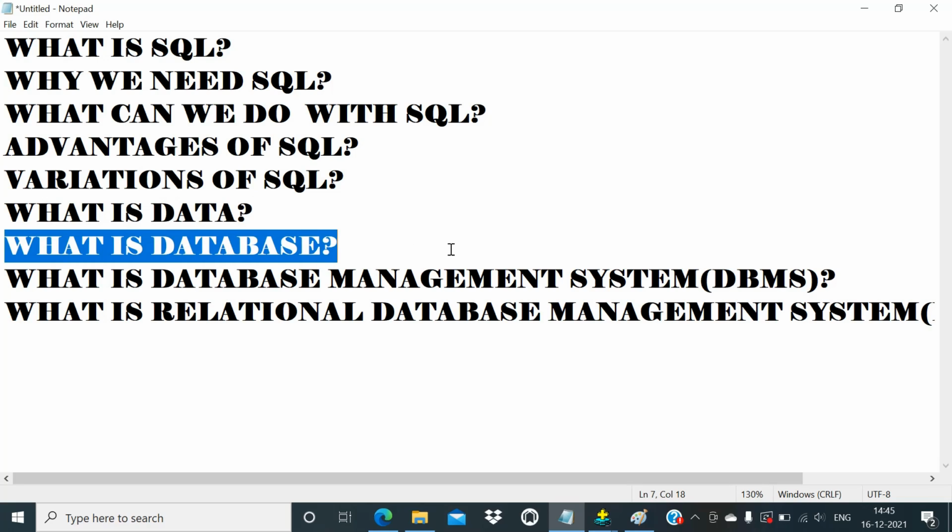Coming to what is database? It is a place where data is stored in a systematic and organized manner. This is very important: systematic and organized manner. If we don't store in a systematic and organized manner, it is very difficult to perform some operations. Generally, we perform operations, as I said in what can we do with SQL. With SQL, we can create, update, read, delete. These are known as CRUD operations: create, read, update, and delete. Generally, these operations are performed on the database.